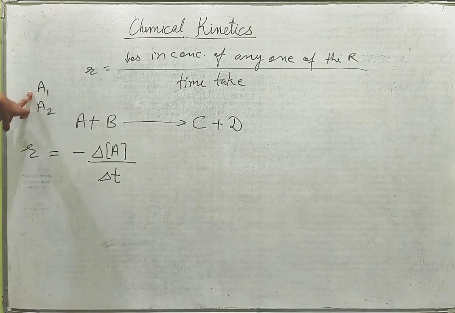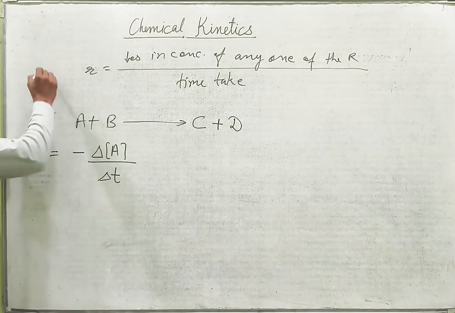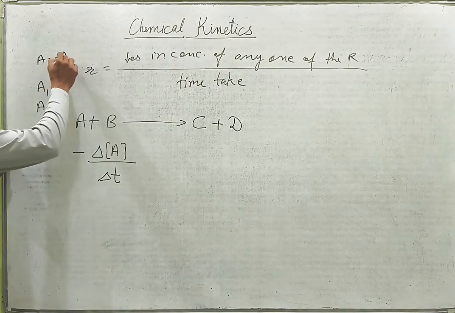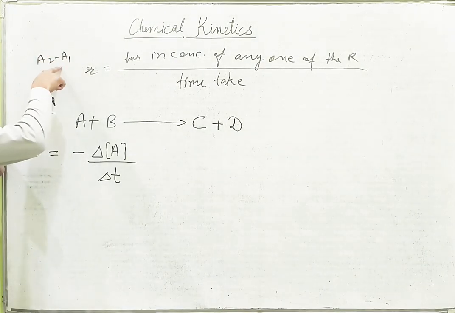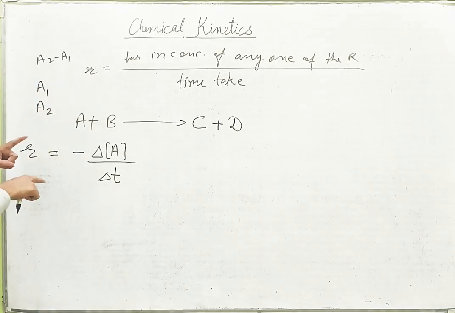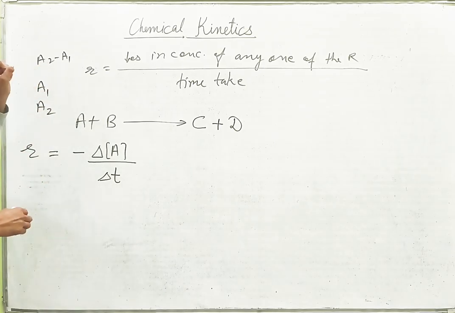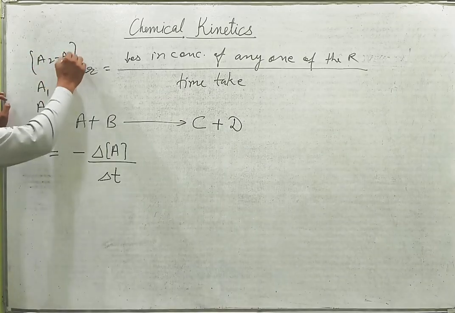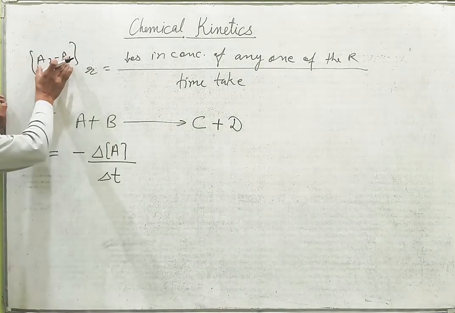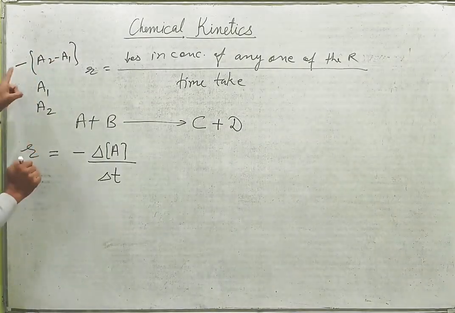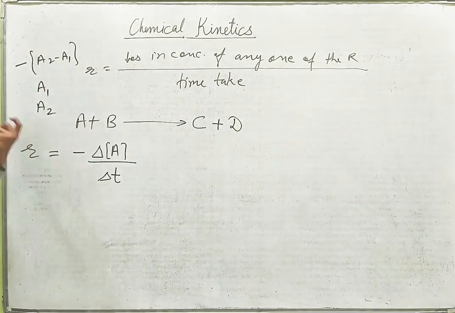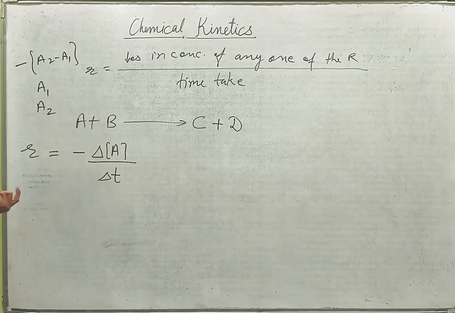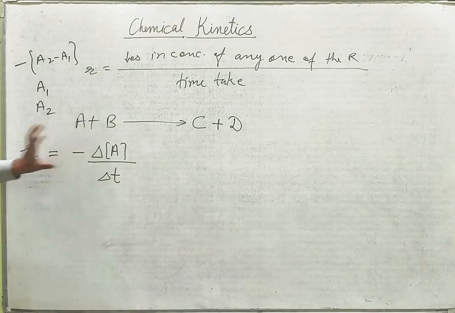Then how to calculate change? A2 minus A1. Since we will get a minus value from here, but rate cannot be negative, hence the minus outside. If the value is minus, then minus and minus will be plus, so we will get the value of R as a positive value. That is why this minus has been taken.